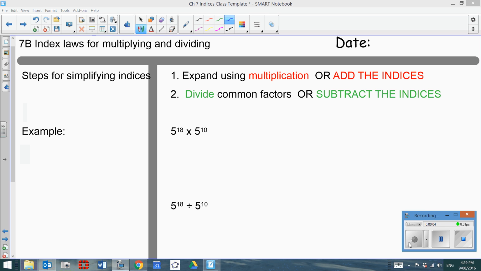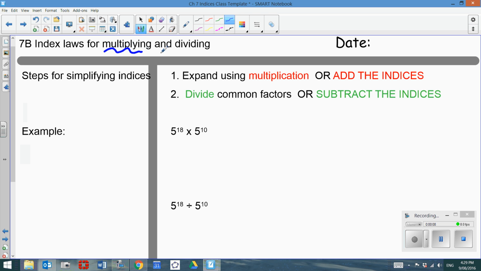Hi, year 9. We're going to continue with 7b, which is index laws for multiplying and dividing. For example, if you were given 5 raised to the 18th power multiplied by 5 raised to the 10th power, this is a multiplication question. Our step is to expand using multiplication, or we can do a quicker way and just add our indices.